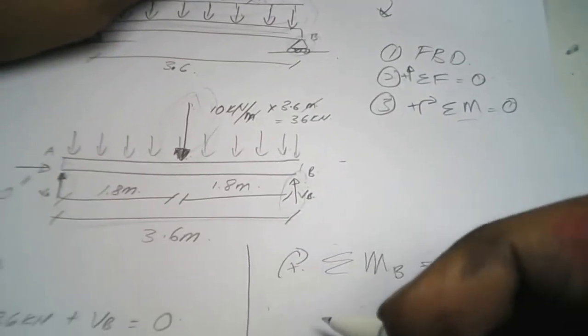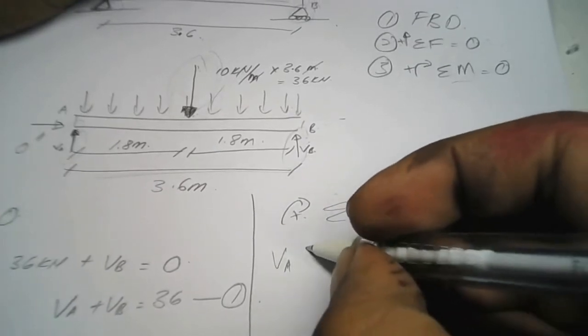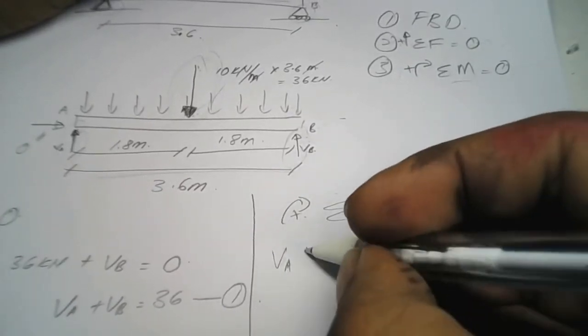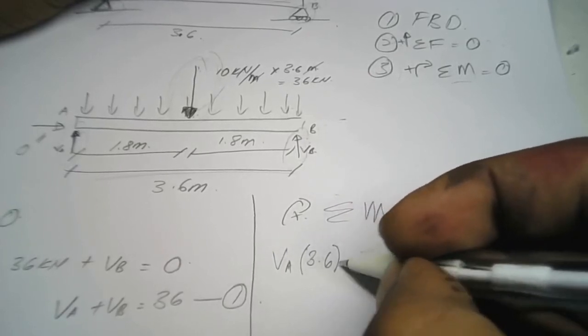For the VA here, you have to multiply with the distance to develop the moment. What's the distance? The distance is 3.6.